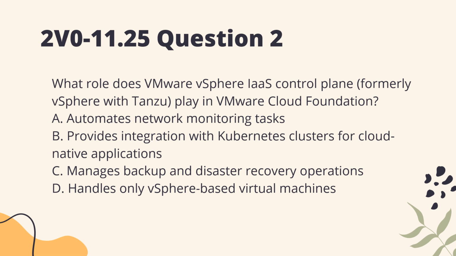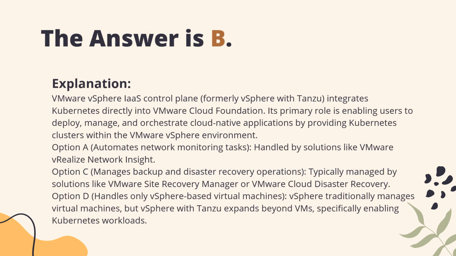What role does VMware vSphere IaaS control plane, formerly vSphere with Tanzu, play in VMware Cloud Foundation? A. Automates network monitoring tasks. B. Provides integration with Kubernetes clusters for cloud-native applications. C. Manages backup and disaster recovery operations. D. Handles only vSphere-based virtual machines. The answer is B.